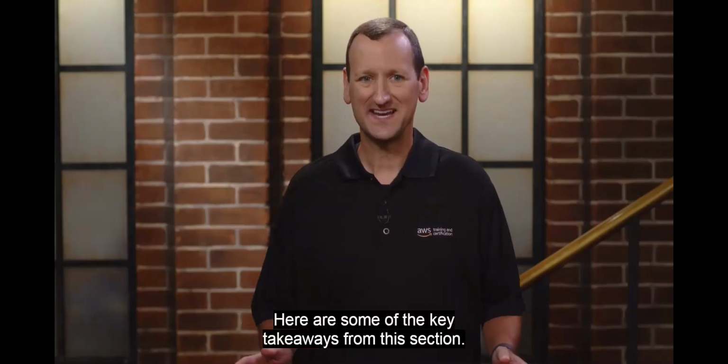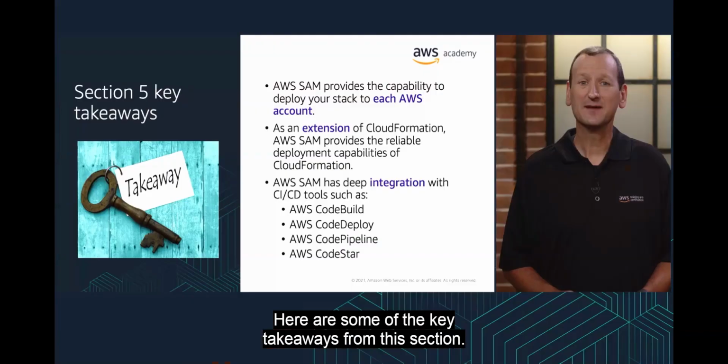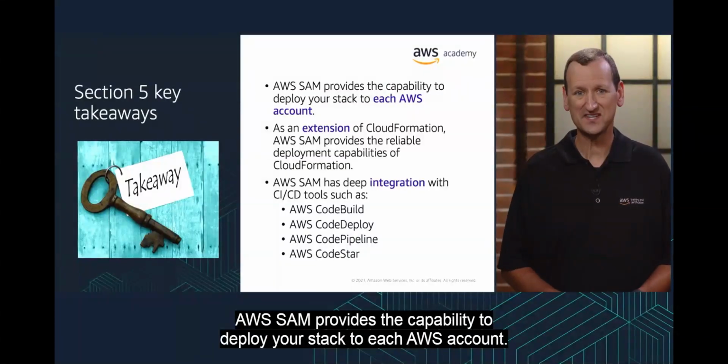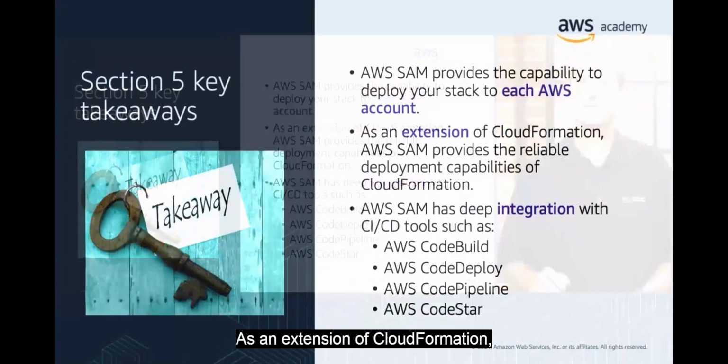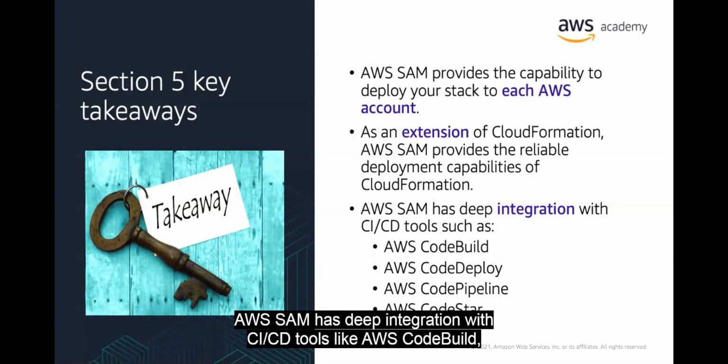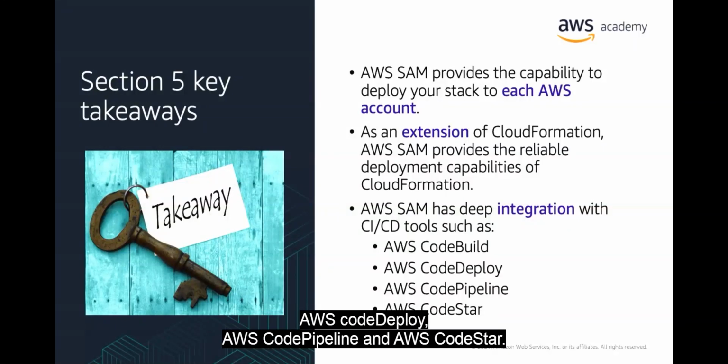Here are some of the key takeaways from this section. AWS SAM provides the capability to deploy your stack to each AWS account. As an extension of CloudFormation, AWS SAM provides the reliable deployment capabilities of CloudFormation. AWS SAM has deep integration with CI/CD tools like AWS CodeBuild, AWS CodeDeploy, AWS CodePipeline, and AWS CodeStar.